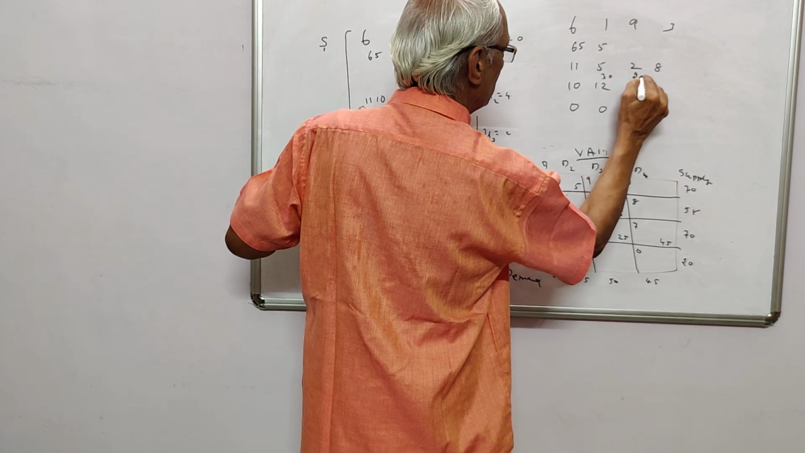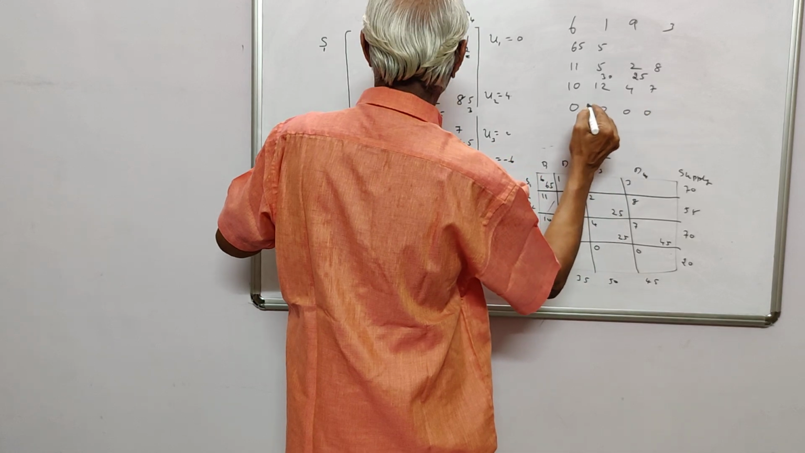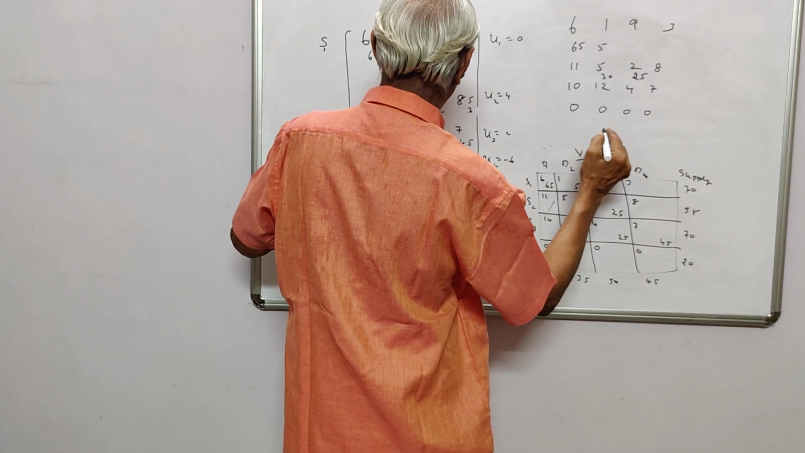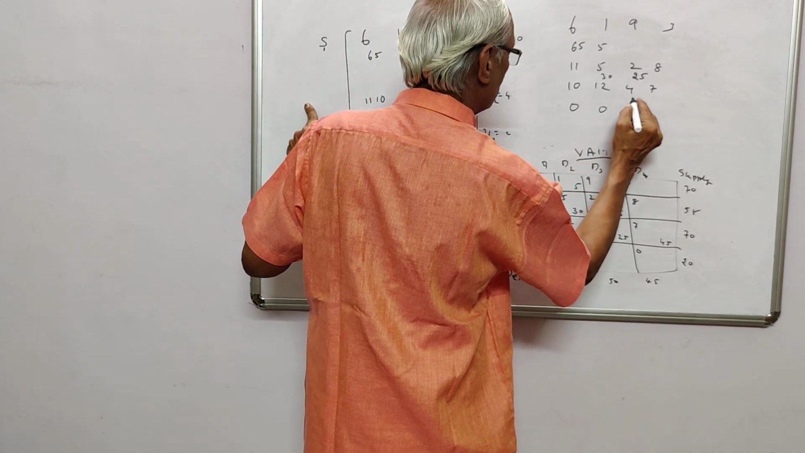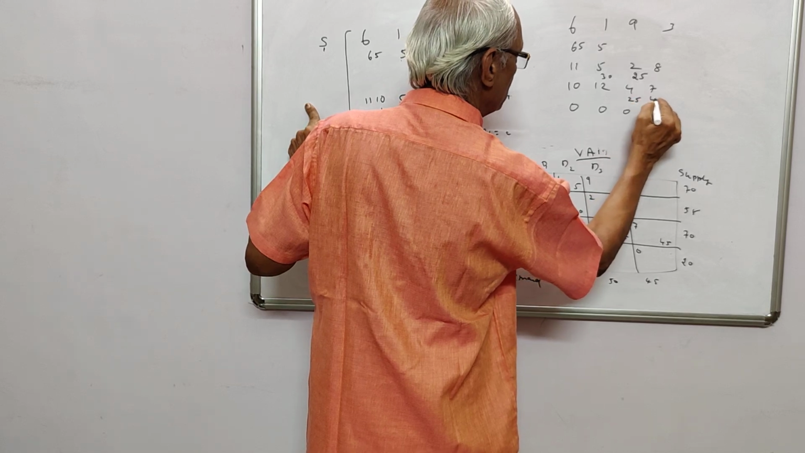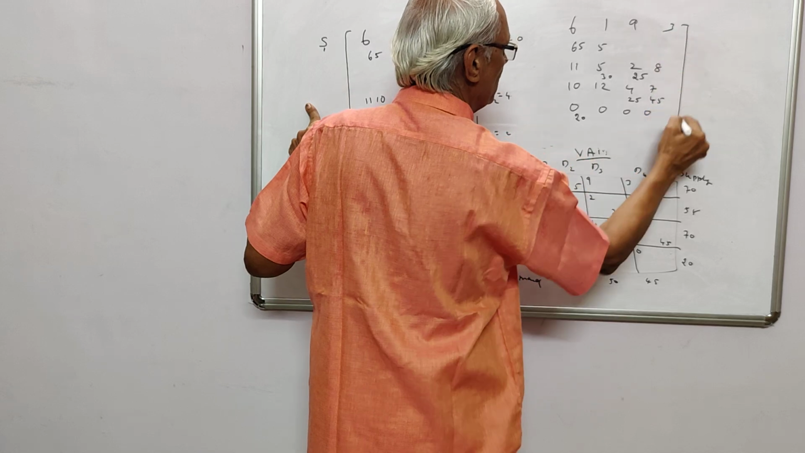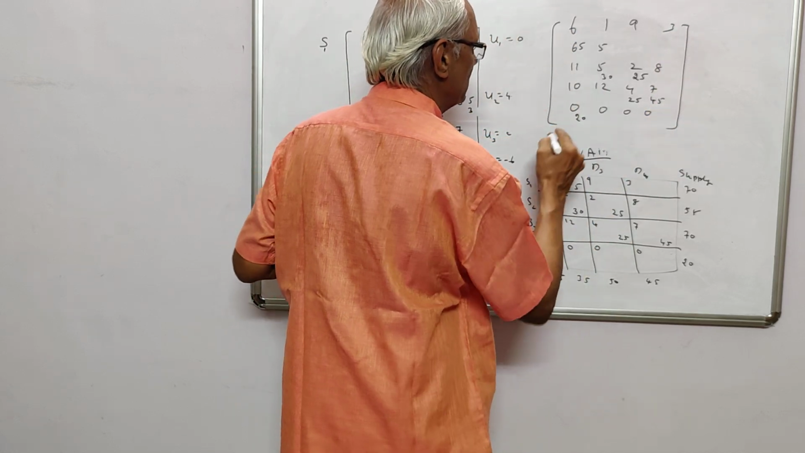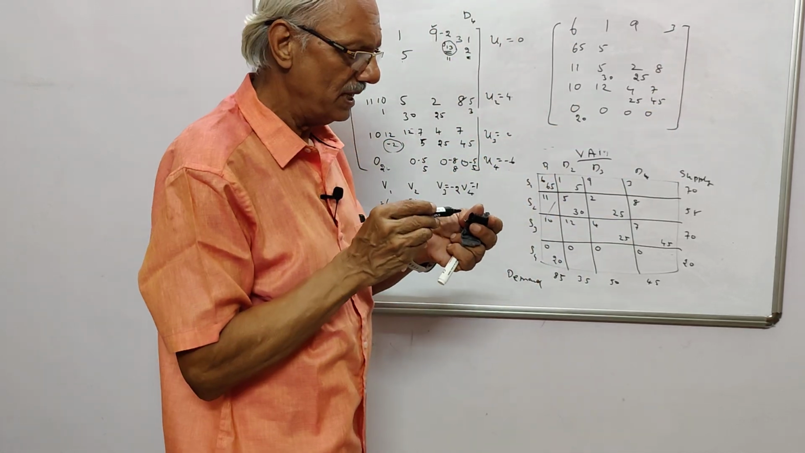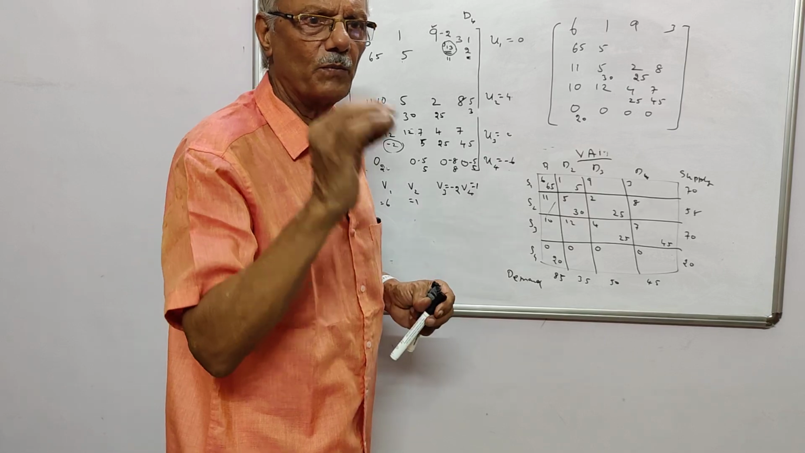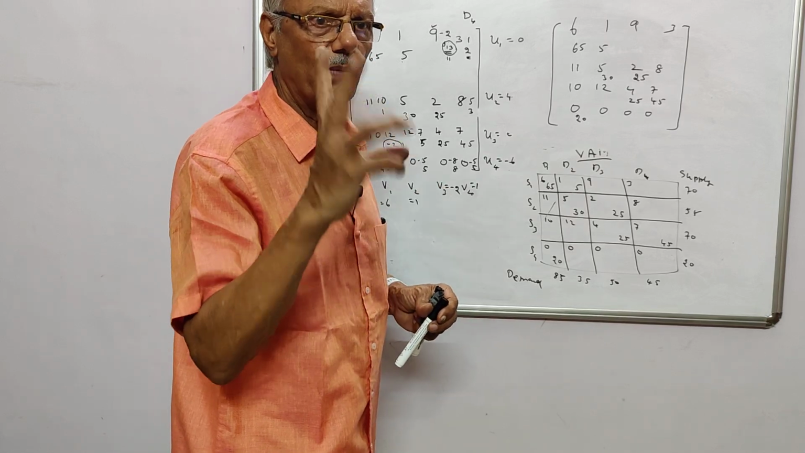then 225, then 7 4 25, 745 0 20. See, it is not a problem of degeneration in the sense the number of solutions must be m plus n minus 1. Number of rows plus number of columns minus 1.